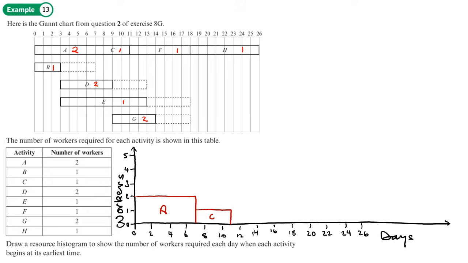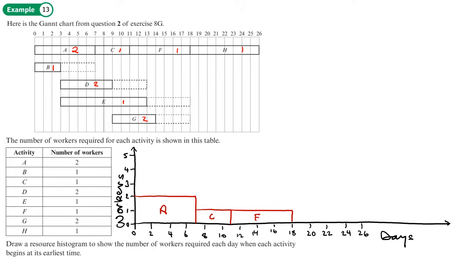Then activity F, 1 worker, goes up to day 18. So activity F goes up to here, and then activity H goes right up to day 26, or the end of day 25, and that's just one worker.